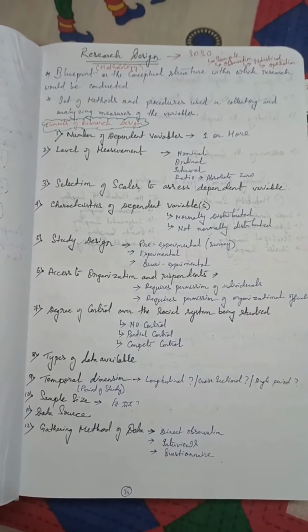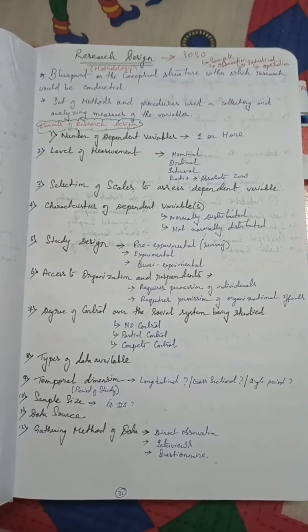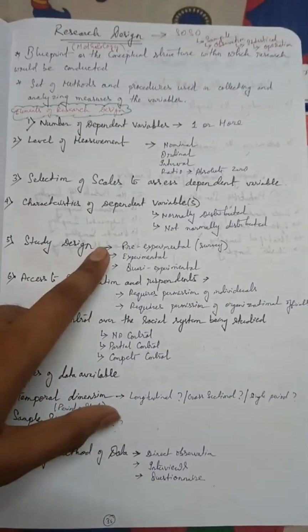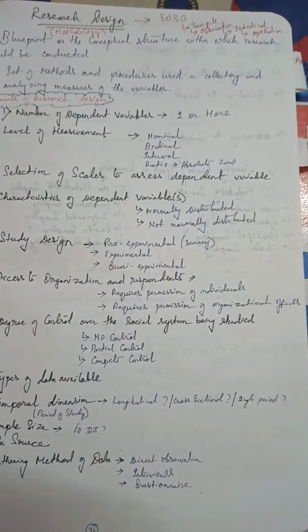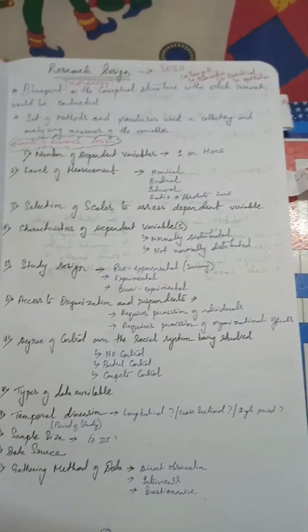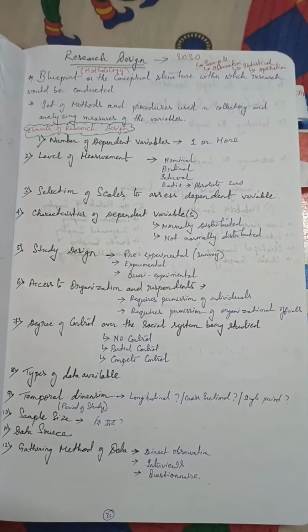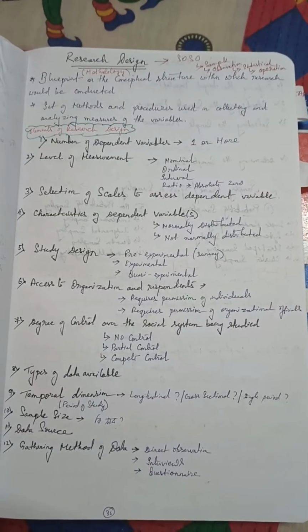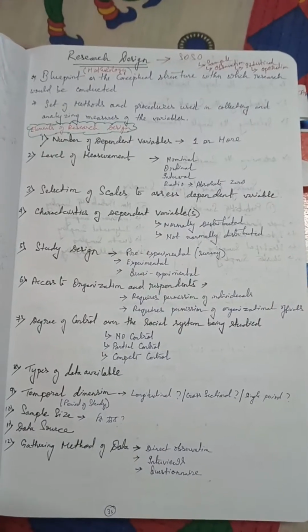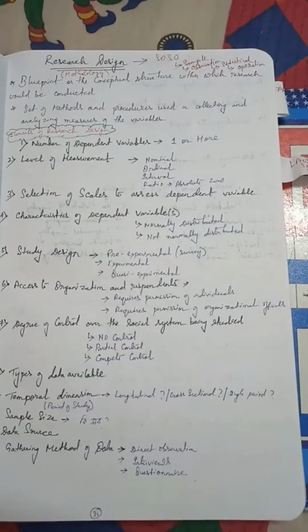Study design can be divided into three parts. The pre-experimental, that means the survey. The experiment is just like production: pre-production, production and post-production. So access to organization and respondents requires permission of the individual and permission of organizational officials while accessing the organization, while handling the data, the research work.